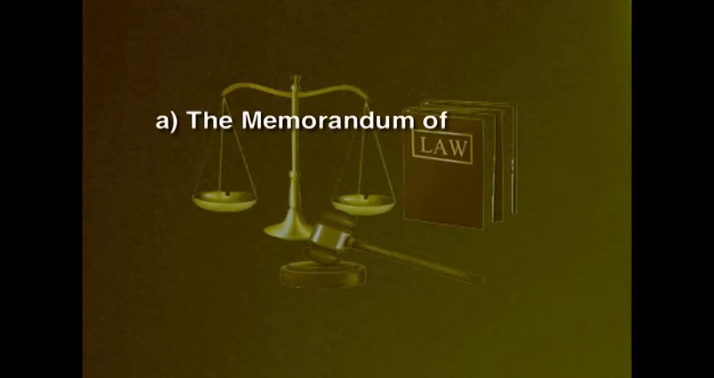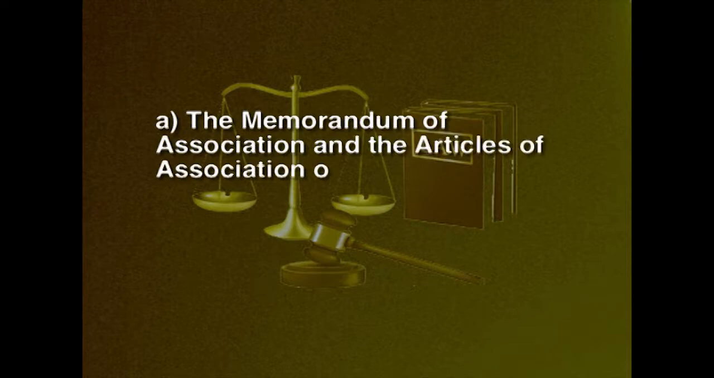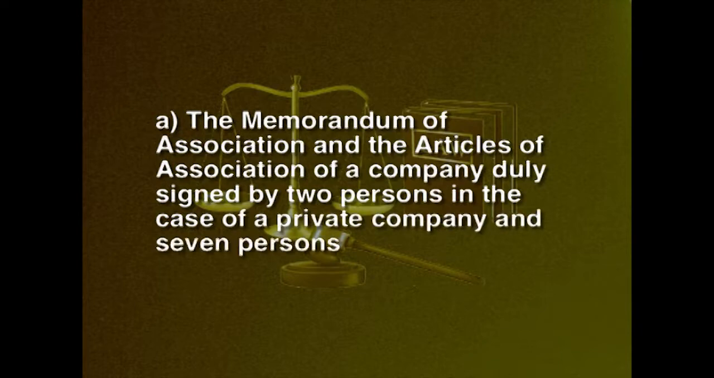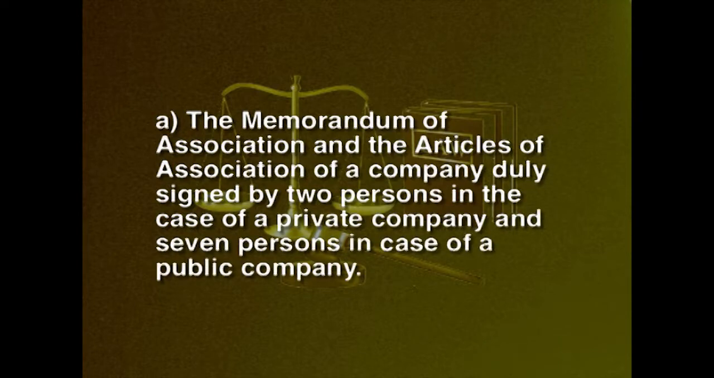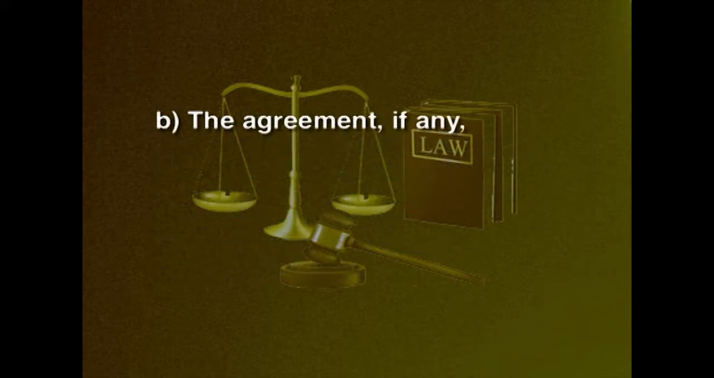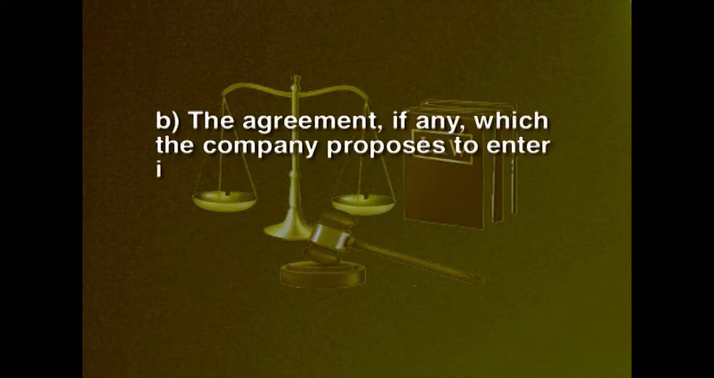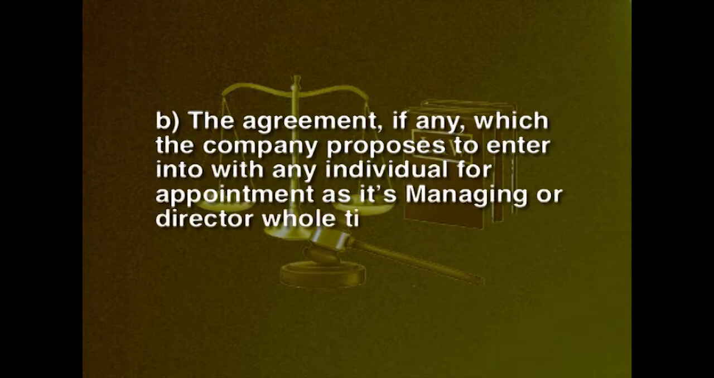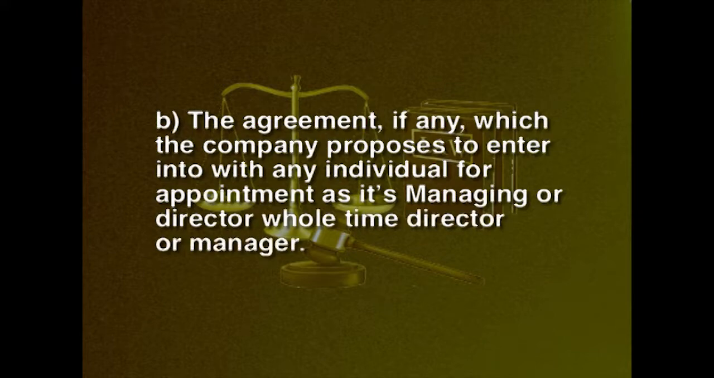The promoter has to file the following documents duly stamped together with the necessary fee with the ROC. This is discussed in section 7 of the Companies Act. The documents are the Memorandum of Association of a Company and the Articles of Association of a Company duly signed by 2 persons in case of a private company and 7 persons in case of a public company. The agreement, if any, which the company proposes to enter into with any individual for appointment as its managing director or whole-time director or manager.